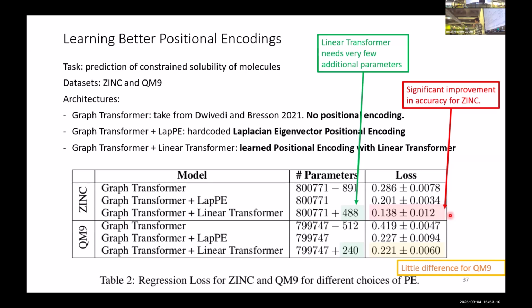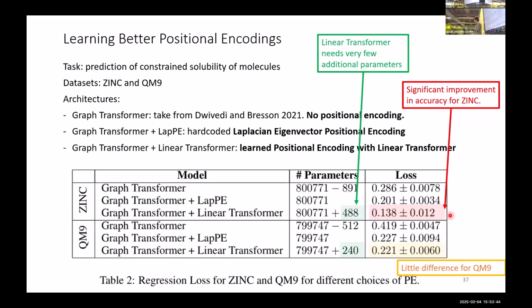Let's see. Oh, and one last thing I wanted to note was that I looked at the output of the linear transformer at convergence of training. And I considered a couple of different transformations, including linear transformations, to see if it is really outputting the Laplacian eigenvectors exactly. And it's not. So it's learning something pretty, I guess, unfathomable for me at this moment for the ZINC dataset.